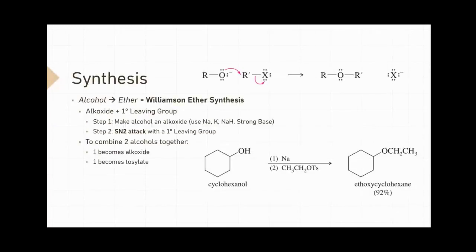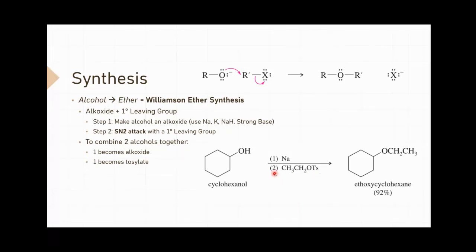All right. So how do you make an ether? You can make ethers using the Williamson ether synthesis, where you start off with an alcohol. You would deprotonate it using NaH or any strong base. With that, you can react it with a primary leaving group. So essentially an SN2 reaction, and that should give you an ether. In this example, our leaving group would be the tosylate.